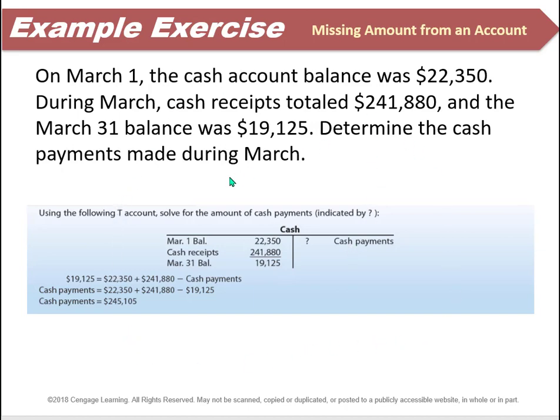Okay, a problem like this tells me if you understand the way a T account works, if you understand what the impact of cash receipts and cash payments would be on a T account. So make sure you can do this. And what I would do is total the two sides, and what this has to be is the difference between $241,880 and $19,125. Okay, so our cash payments were $245,105. All right, but this is a nice problem.